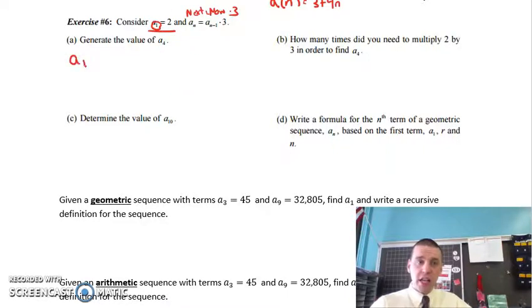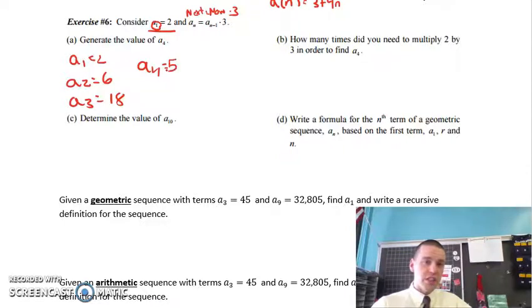You could have done A1 equal to 2, A2 equal to 6, A3 equal to 6 times 3 to give you 18, and A4 equal to 18 times 3, which should give you 54. But we don't want to do that to find A10, just to point out. So let's write the formula out and then go back.